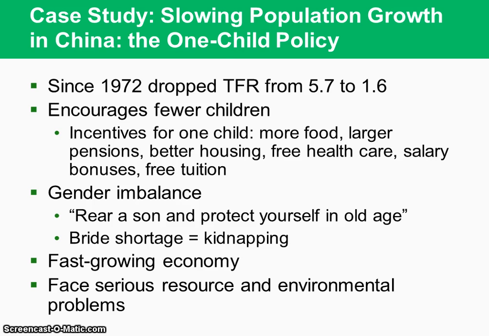So the incentives to have one child, or the government is going to help you by providing more food or a better supply, a more adequate supply, larger pensions for retirement money. Again, that was one of the things we said would help determine how many children you were going to have. If you didn't have a pension, you needed more kids. Well, China said, okay, we're going to give you more pension money, better housing, free health care, salary bonuses, and free tuition for your child. So they're offering free education. They're offering so many things that are really great, especially for a struggling society. And remember, China until recently was not doing that well economically. And so these are great incentives.